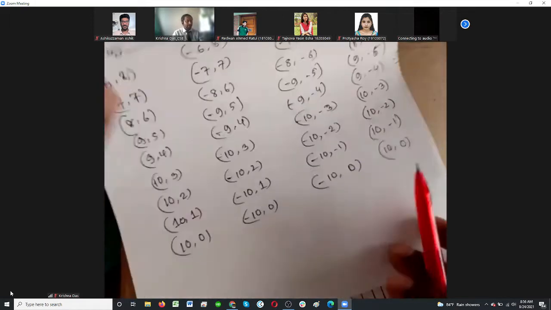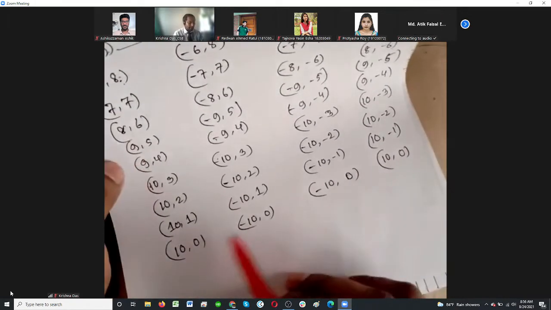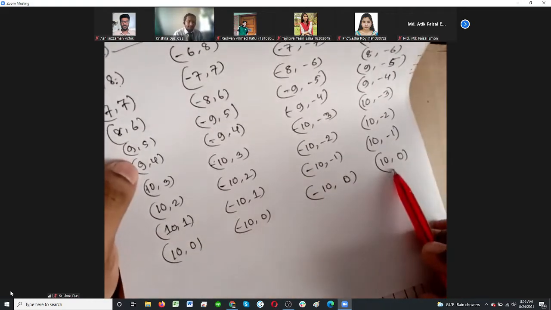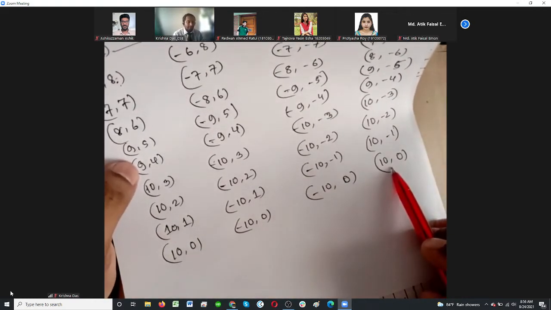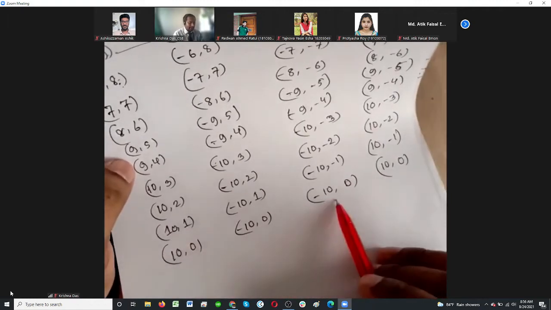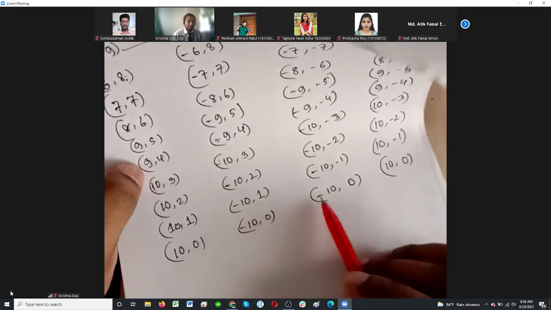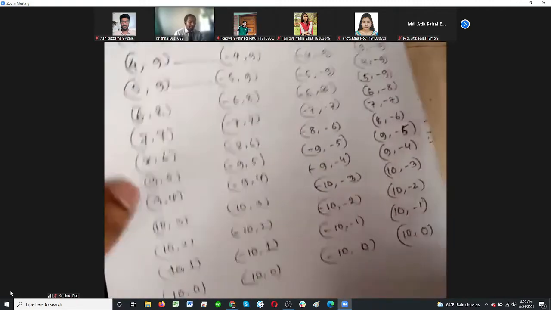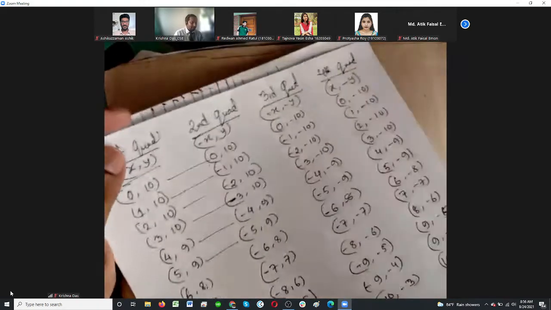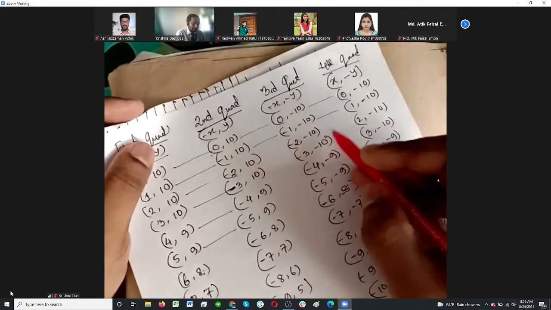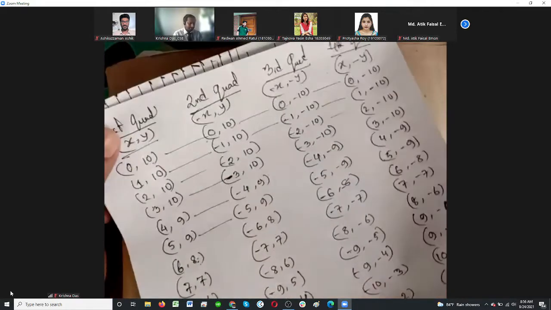You can also see at the end as well that the first quadrant has 10, 0, and the fourth quadrant has 10, 0, while the second and third quadrants have minus 10 and 0. Okay, so you can see the points have something common, and that common thing maybe we can go for to plot.